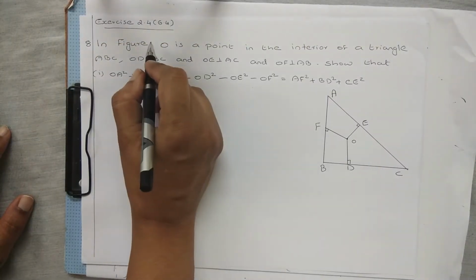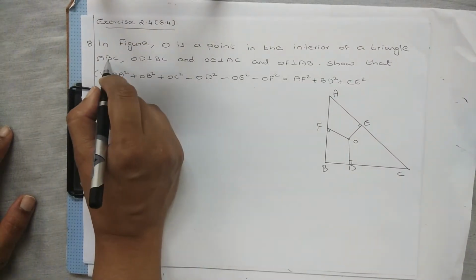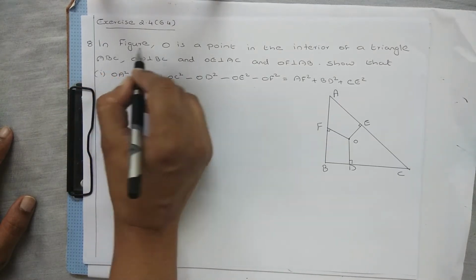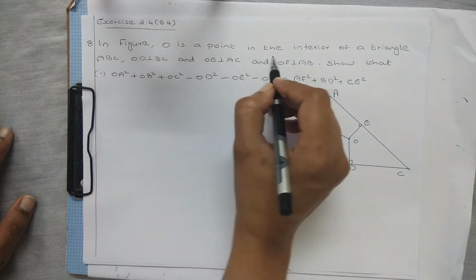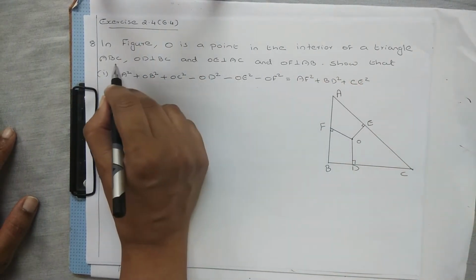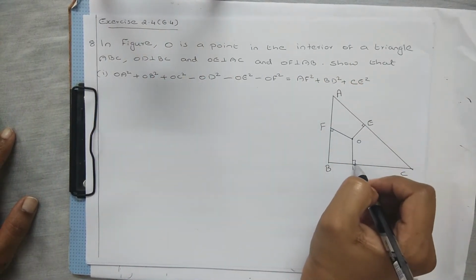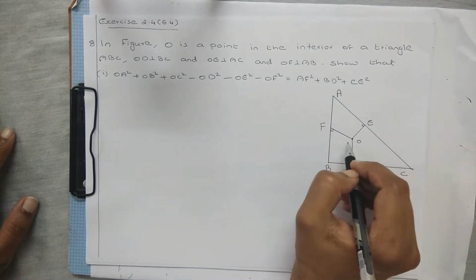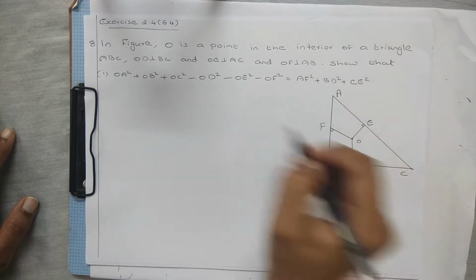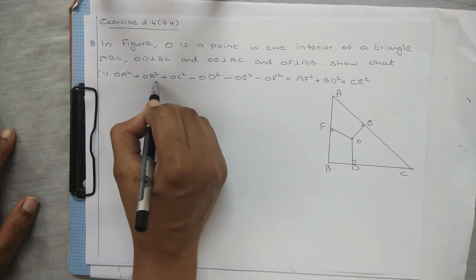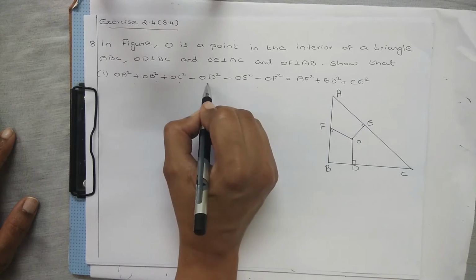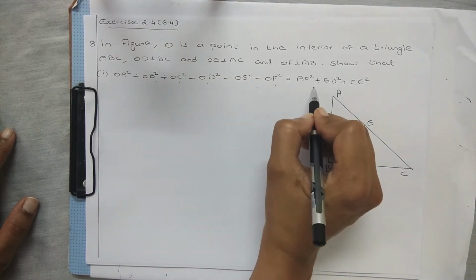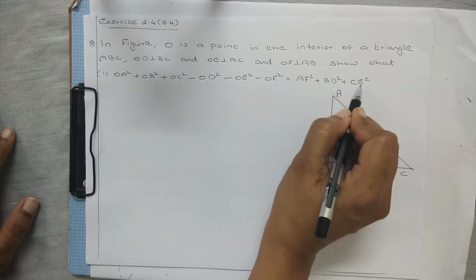Explain exercise 2.4 or 6.4, eighth question. The question is very lengthy but the answer is very simple. In the figure, O is a point in the interior of a triangle ABC in which OD is perpendicular to BC, OE is perpendicular to AC and OF is perpendicular to AB. We need to prove OA square plus OB square plus OC square minus OD square minus OE square minus OF square is equal to AF square plus BD square plus CE square.